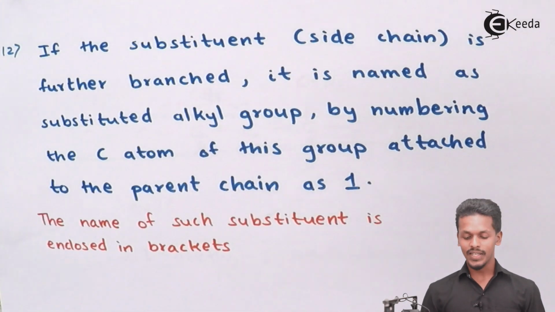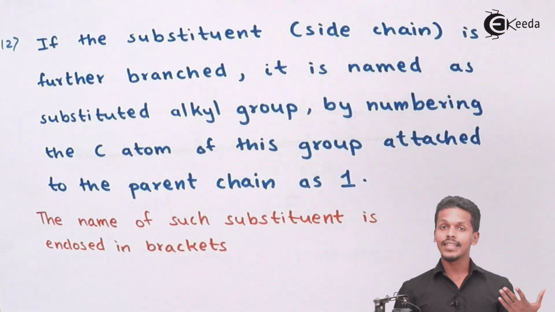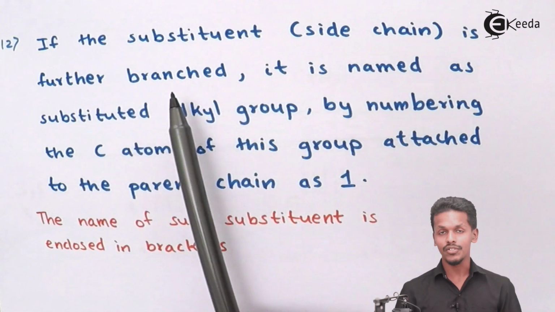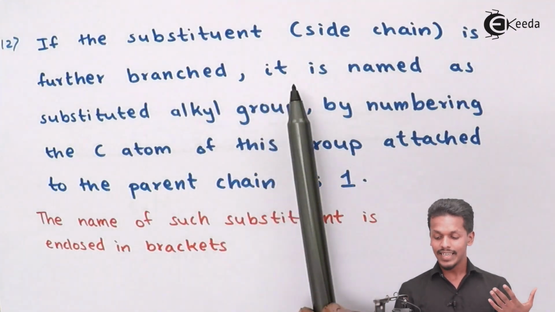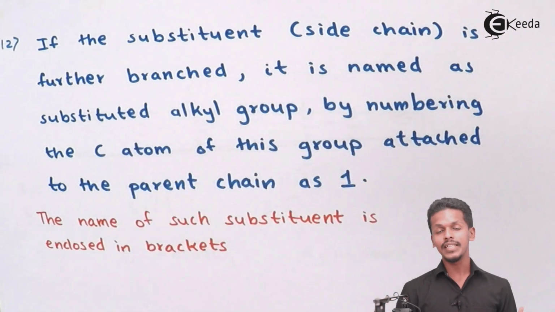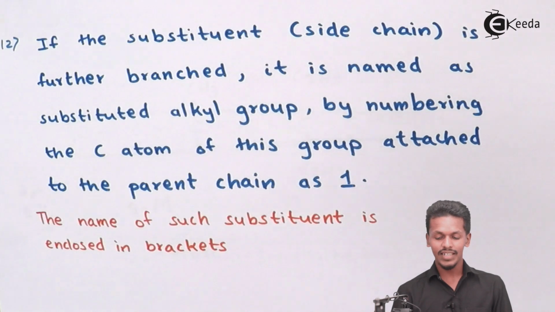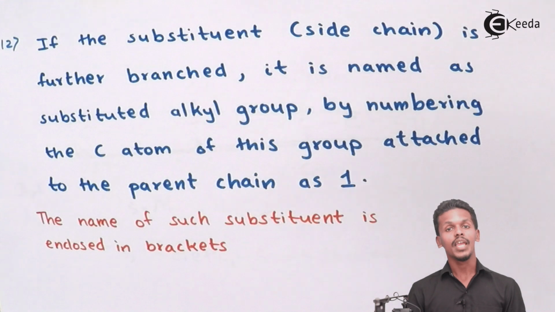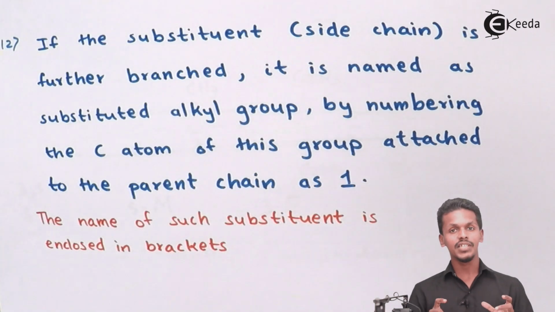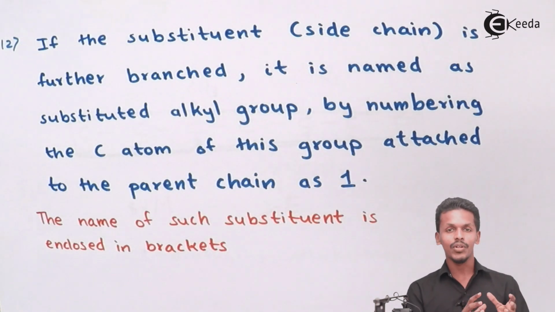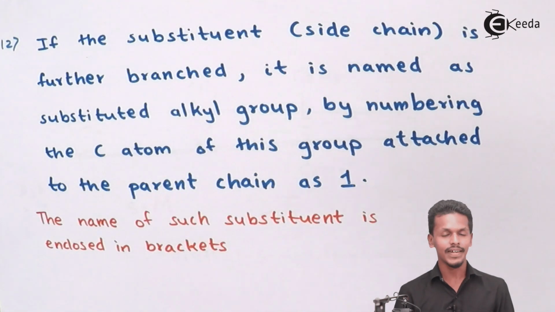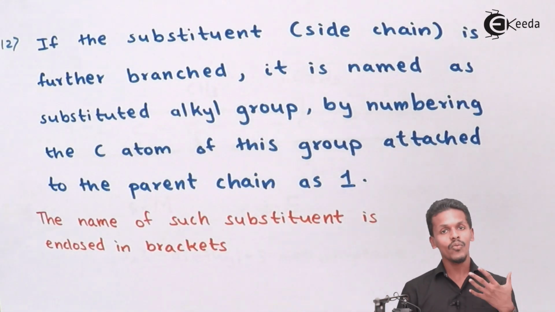Now we are following the next rule, which says that if the substituent, that is the side chain, is further branched, it is named as a substituted alkyl group. It means that suppose the side chain or substituent has a branch in it, and that group is attached to the main parent hydrocarbon, the continuous longest chain of carbon atoms that we have decided. In that case, how can we name it?